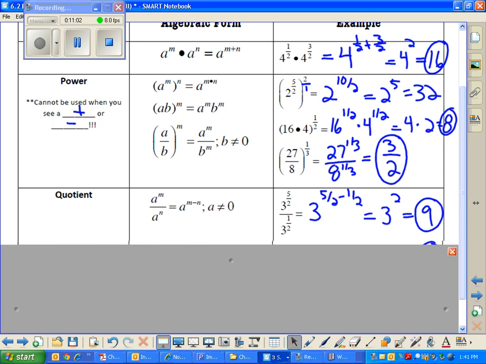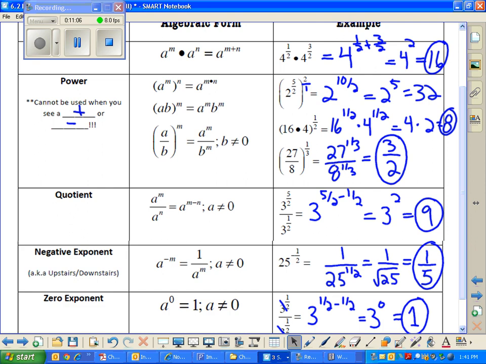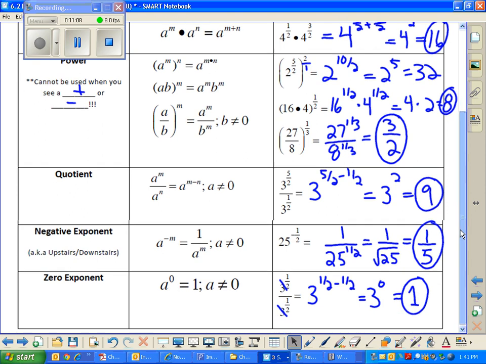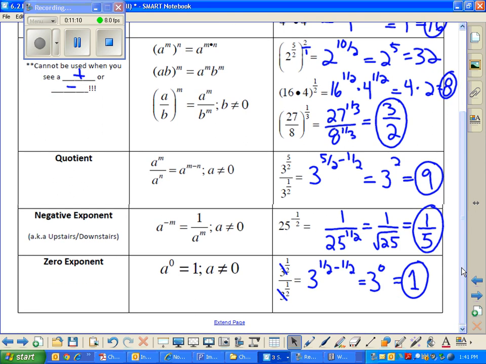Any questions on the quotient property for exponents? Okay. And then the last two you're super familiar with. We have our upstairs downstairs rule, or our negative exponent rule. If you have 25 and you raise it to the negative 1/2 power, that's the same thing as 1 over 25 to the 1/2, which is the same thing as just taking the square root of 25. So you get 1/5.